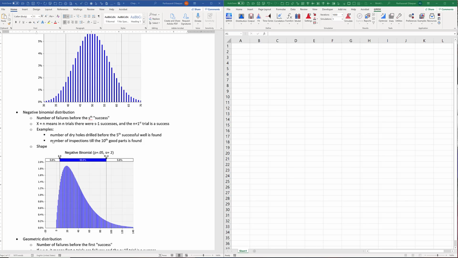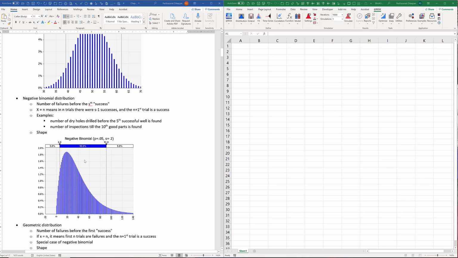A couple of examples: how many dry holes do we drill before we find the 5th successful well, or how many parts do we have to inspect before we find the 10th good part, or how many failures does it take in parts before we need to do maintenance or something like that. So here is the shape of the negative binomial distribution. Let's look at that.